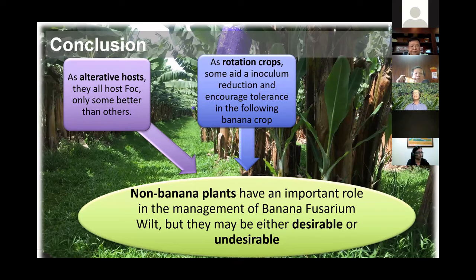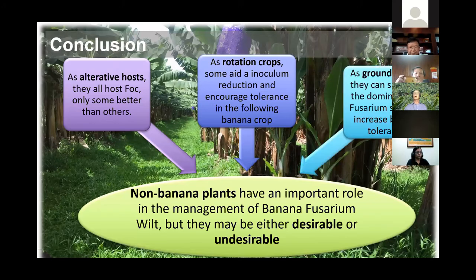What we are seeing in the field appears to be an increase in the tolerance of the plants, which is slowing the external disease suppression. As ground covers, non-banana plants can reduce the dominance of Fusarium, increasing plant tolerance and resilience to banana Fusarium wilt.